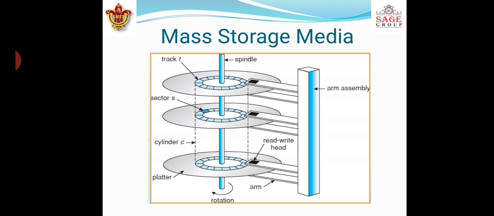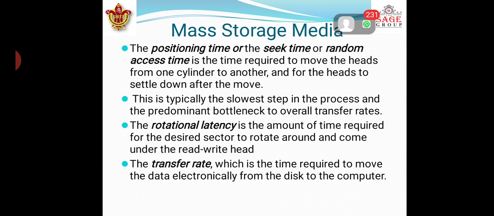And this black one near the arm assembly, where the arrow is pointing, that is the read write head. With the help of this read write head, the information will be read or written by the system. Clear? Let's continue with mass storage media.